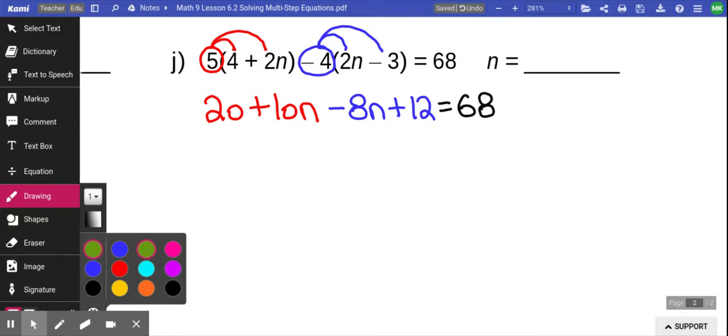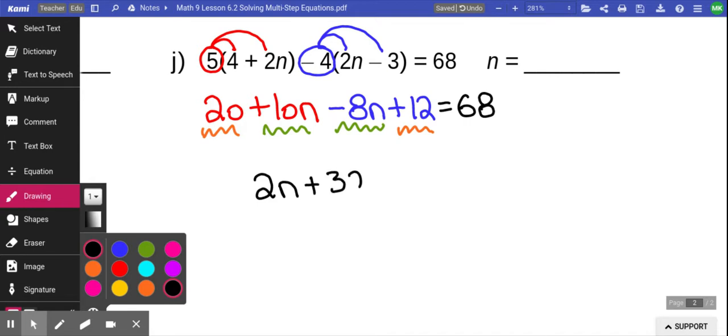Again, after I multiply, I collect like terms. I have n's that are like terms. I have constants that are like terms. I need to combine those together. So 10n minus 8n will become 2n. 20 plus 12 becomes plus 32. And that equals 68.